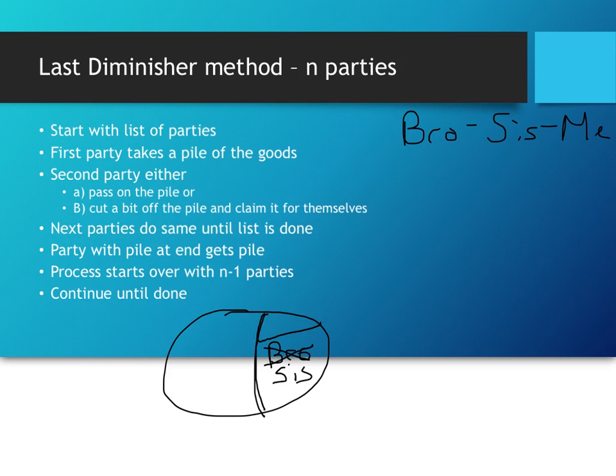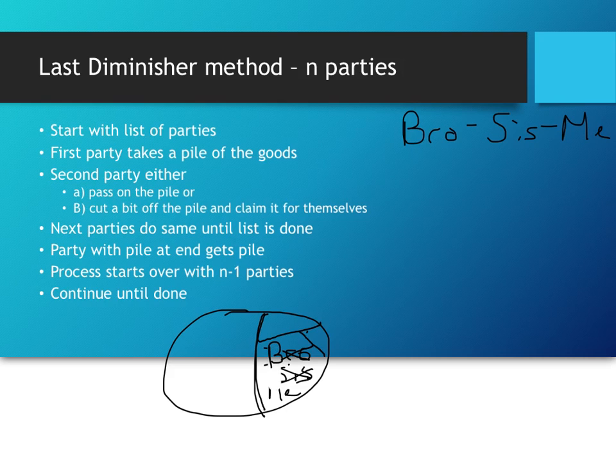And then I get to come along and say the same exact thing. I either can say, well, that looks like less than a third to me, so I'm okay with my sister taking it. Or I get to cut a little bit off. Let's say I cut this off and claim the pile for myself. So basically, it's this sequence. And if we had 90 people, then we'd give 90 people the option to either pass on the pile or to cut it off.